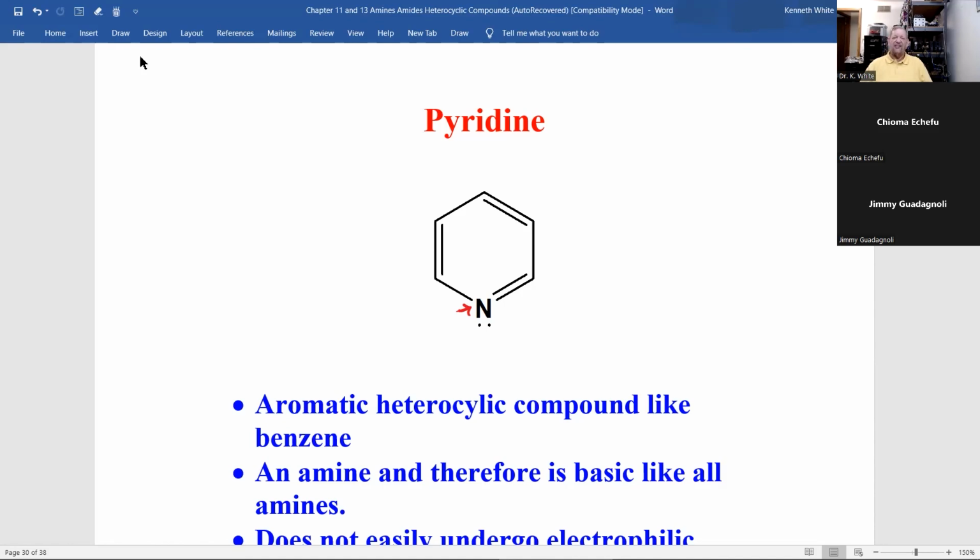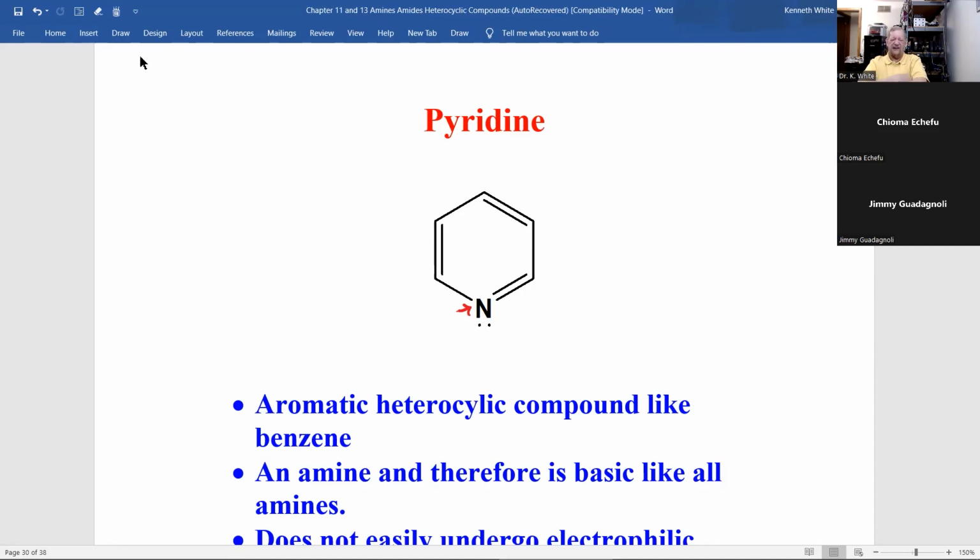Now, this won't be on a test, but pyridine is stinky. It's awful. Think about putting a dead fish, and I've never done this, but I can imagine it, in a baggie, zip it up, put it in your backyard in the summer, like hot summer like it was yesterday, and come back a week later and smell it.